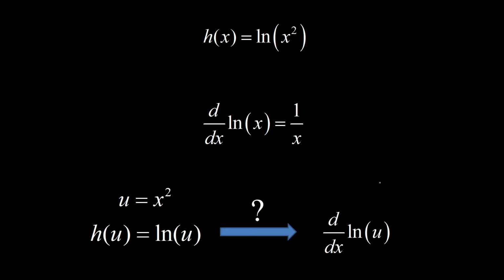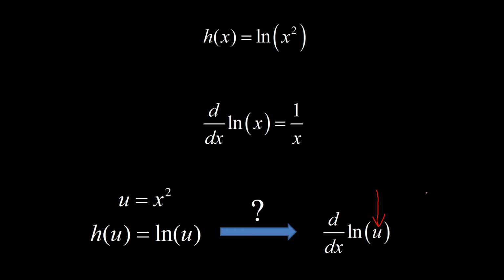However, there's a problem here. Because now that our function is a function of u, when we apply the derivative operator, we now have a letter mismatch. Because the derivative operator is saying take the derivative with respect to x, but our function is of u. It's not of x anymore. And so there's a problem here.